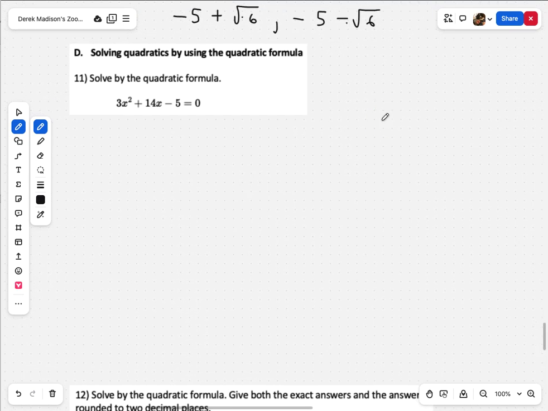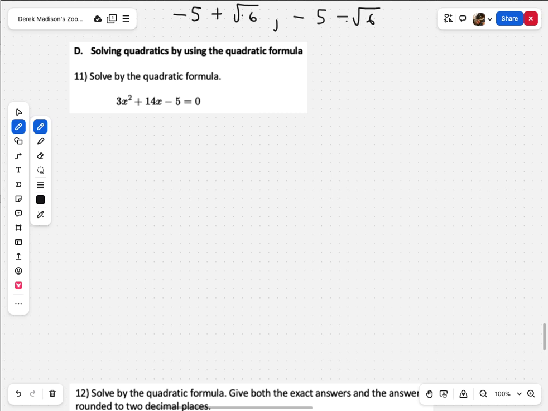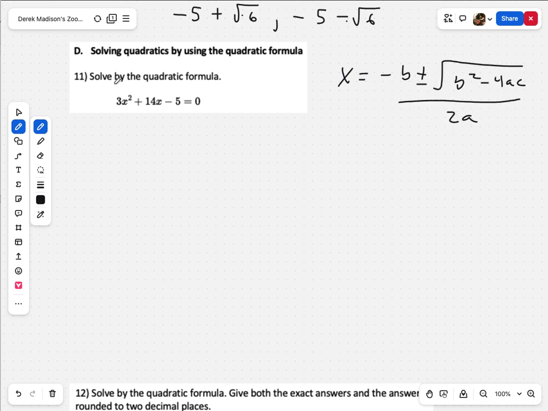Okay, so solving using the quadratic formula. So remember, the quadratic formula is x equals negative b plus or minus the square root of b squared minus 4ac, all over 2a, where that's a, that's b, and that's c. You can solve any quadratic using the quadratic formula. You just write it in standard form, find a, b, and c, plug them in here, grind out the math, and it will be solved.